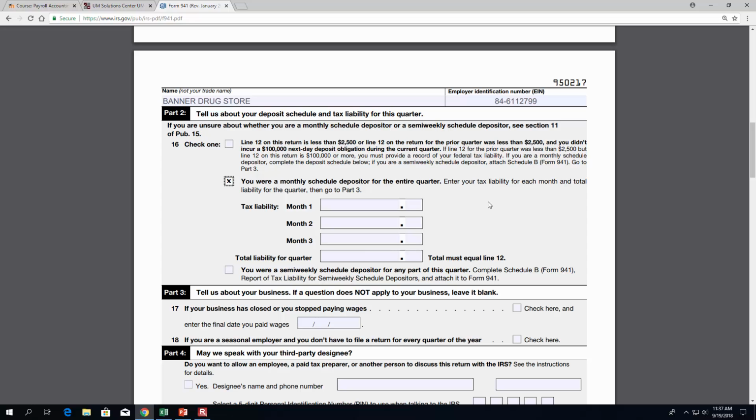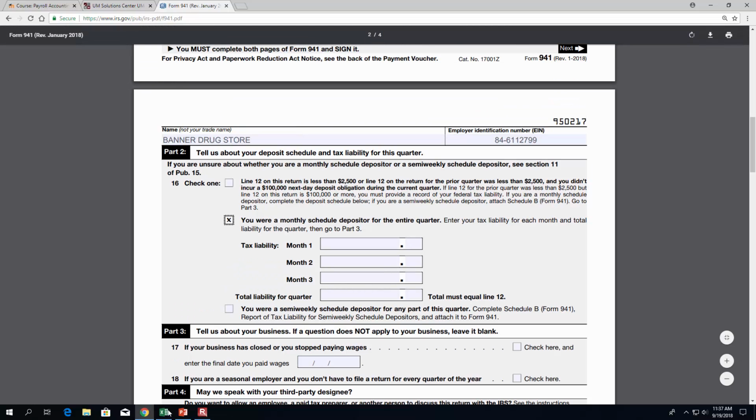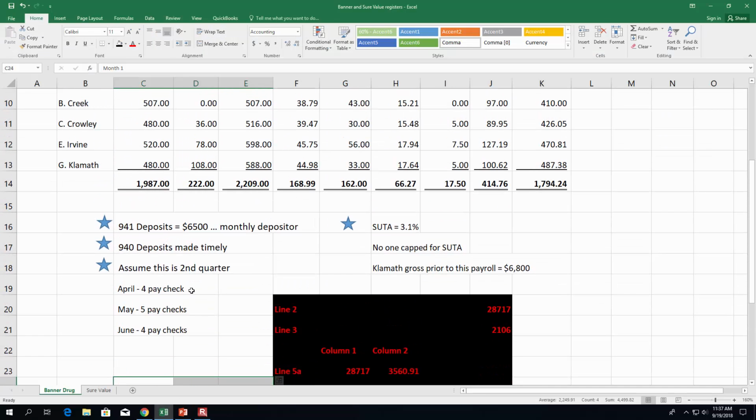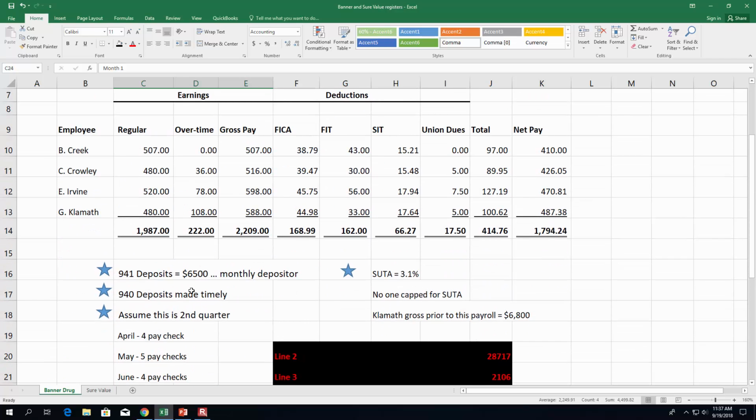What do I tell you? May had 5. April had 4, May had 5, June had 4. Let's calculate how much we think we owe for one payroll. And then whatever that number is, you multiply by 4 and by 5 and by 4 to fill in those 3 months of liability. So based on your payroll register, let's all figure out what we think we owe for one payroll.